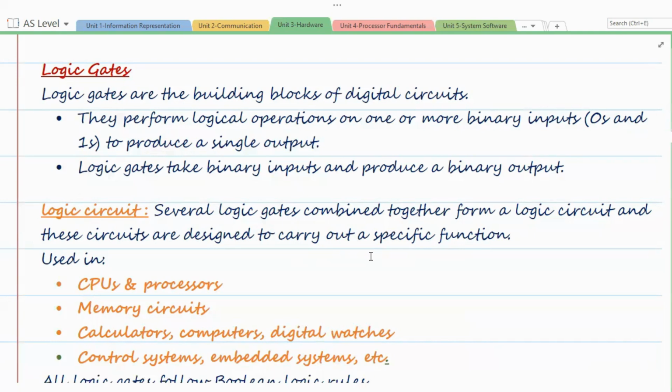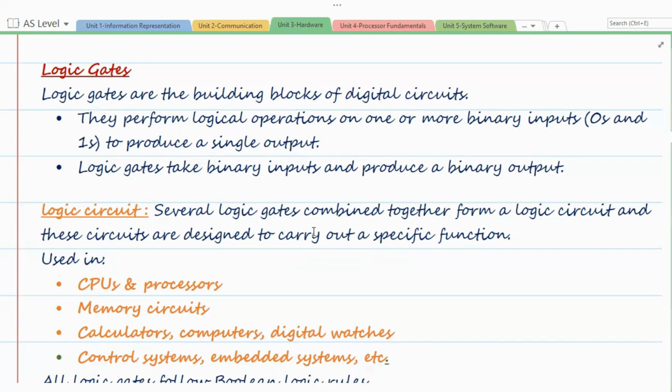And their job is very simple. They take one or more binary inputs and produce a single binary output. Now remember, computers only understand two values. 0 means false, 1 means true. Just like a light switch, on or off. Off is 0, on is 1. Everything inside a computer ultimately works using these two states, on or off, 1 or 0, right?